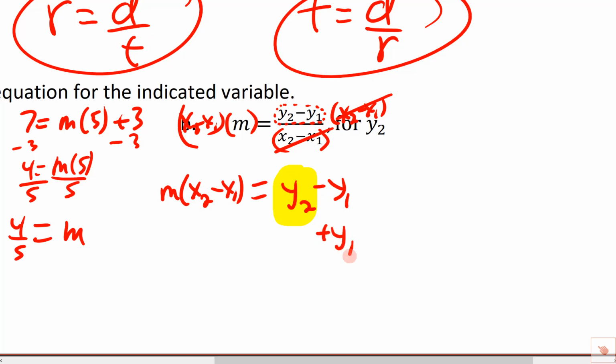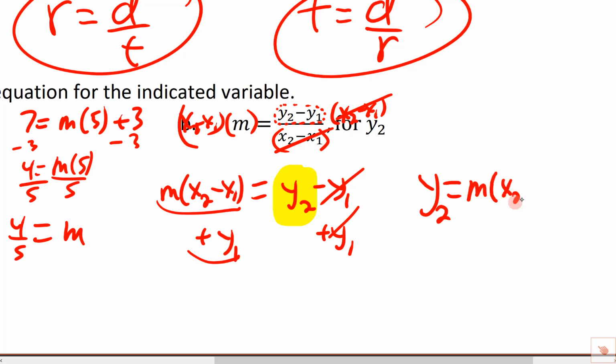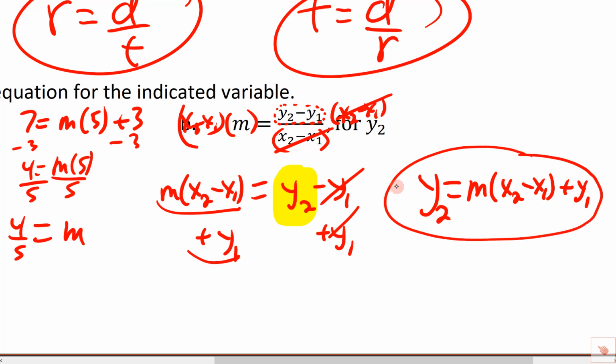So I'm going to add y1 and I'm going to add y1. Those cancel each other off. So what I get is y2, and then it equals all this stuff. We've got this term plus this term. Now, there's nothing that you can do there because they're not like terms. We can't add them together or anything like that. So I'm going to write down m and then x2 minus x1 and then plus y1. All right, and that's it. That's all you have to do.